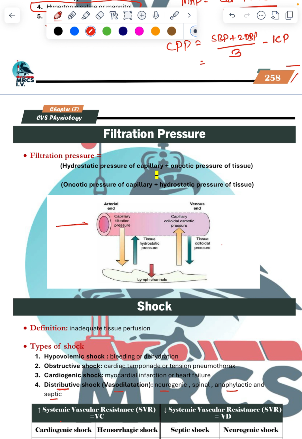It's like this. This is tissue hydrostatic pressure, this is capillary filtration pressure. They are opposing each other. Tissue colloid osmotic pressure is trying to draw fluid inside. Capillary colloid pressure is also trying to draw fluid inside. So the net result will be the difference of these.